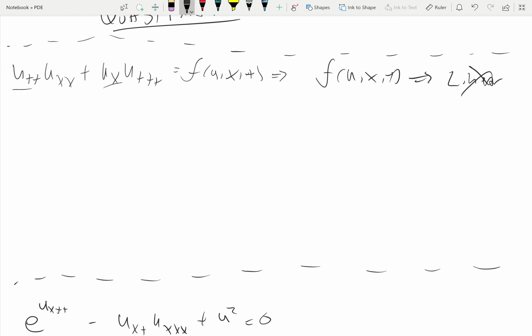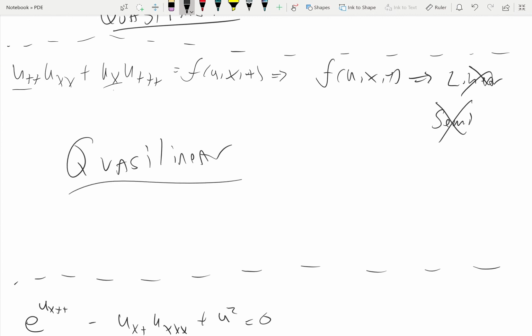So we know that the highest order derivative depends on u, so we know that it is not semi-linear. So our only choice we have left is quasi-linear. And that's the correct answer.